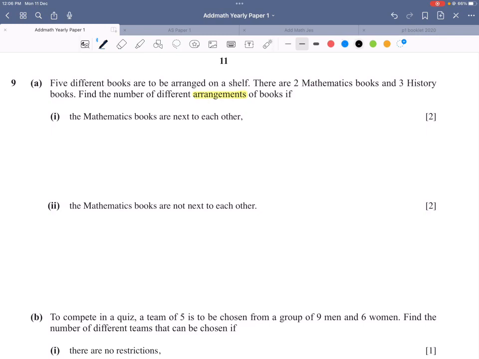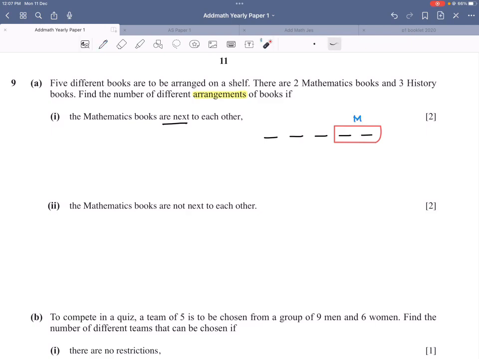Since we have 5 different books, I'm going to make them like this: 1, 2, 3, 4, 5. Out of these 5 books, we have 2 maths books, and those maths books are always next to each other. So what I will do is make a box here, and these 2 math books are always together, right? So inside that box we have the math books.